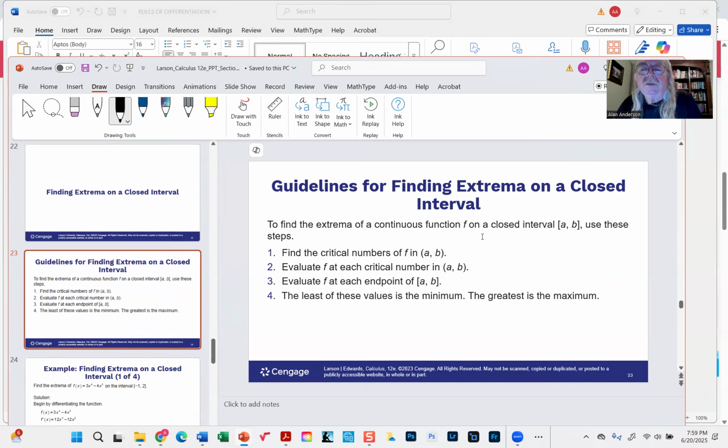So what you want to do is find all the critical numbers in your interval, then look at the two endpoints, and then whatever number is the smallest of those is your minimum, the largest is your maximum.